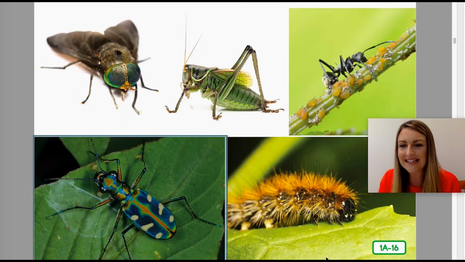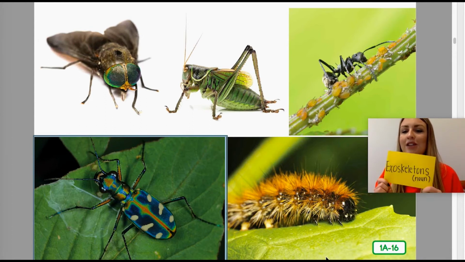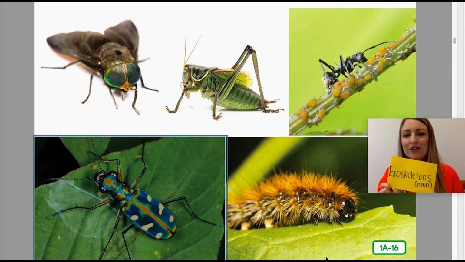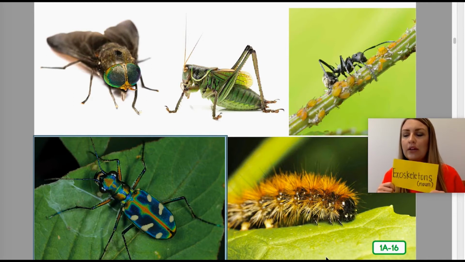Excellent. The next vocabulary word we're going to learn today is the word exoskeletons. You say it. Exoskeletons. Wonderful. This word is also a noun, which means it's a person, place, or thing. The definition of this word, exoskeletons, is the stiff body coverings of insects, providing support and protection. Skeletons on the outside of the body. An example would be the thick exoskeletons on beetles protect them from being squashed by larger animals.